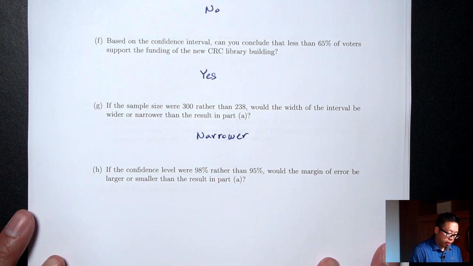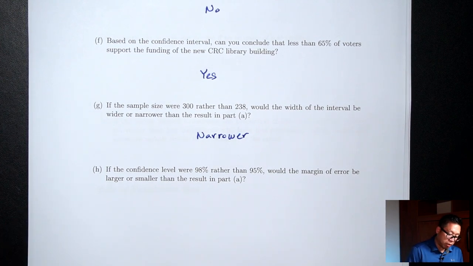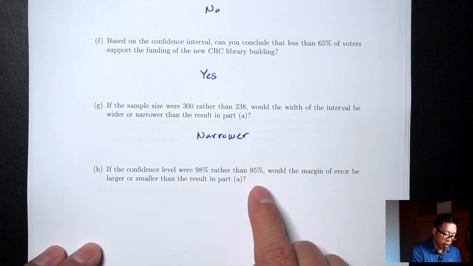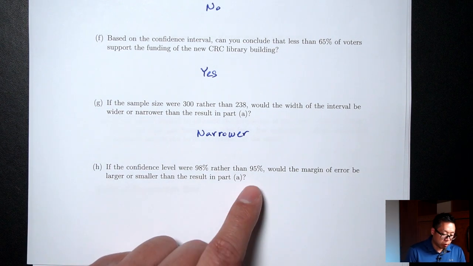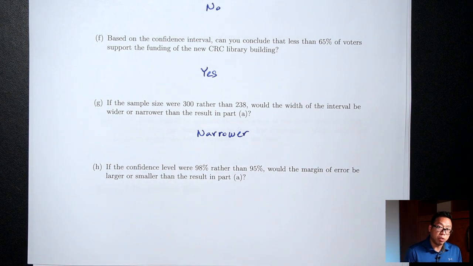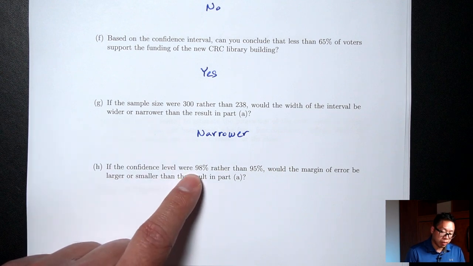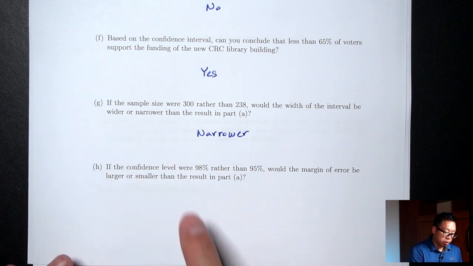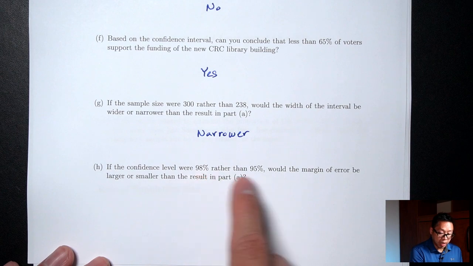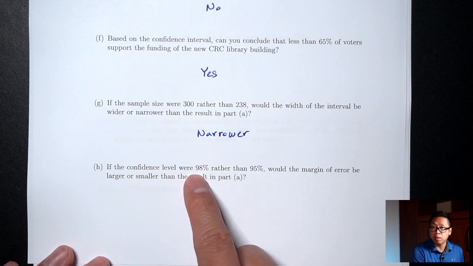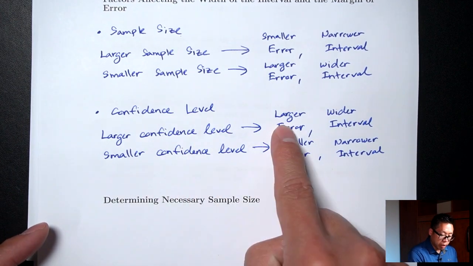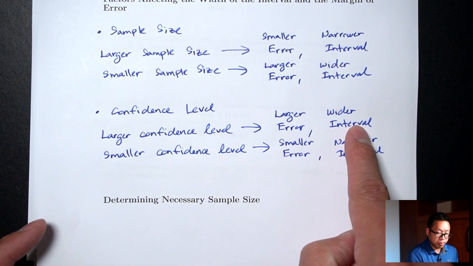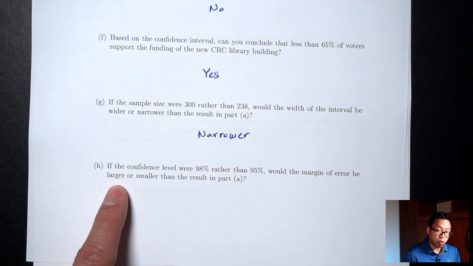Part H, if the confidence level were 98% rather than 95%, would the margin of error be larger or smaller than the result in part A? Originally we were using 95%. If the new confidence level were 98%, what happens? If the new one is 98%, then we are using a larger confidence level. So a larger confidence level results in a larger error and a wider interval. So a larger error.